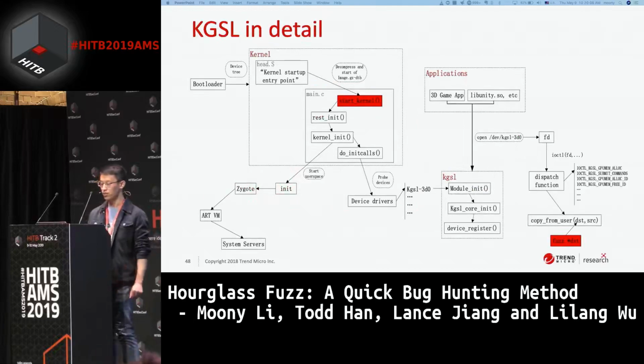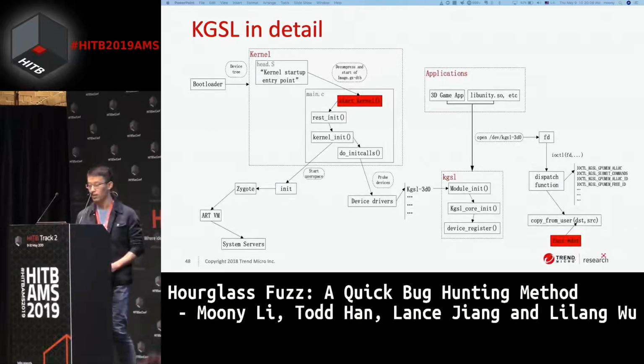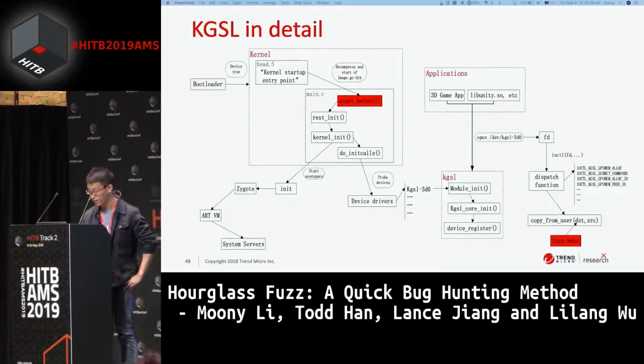The above picture shows the whole KGSL passive fuzz framework, which includes the Android kernel setup process. Firstly, the bootloader will start the kernel and pass the device tree to the kernel. The kernel executes the start_kernel function to initialize, and finally, the driver KGSL initialization process runs.